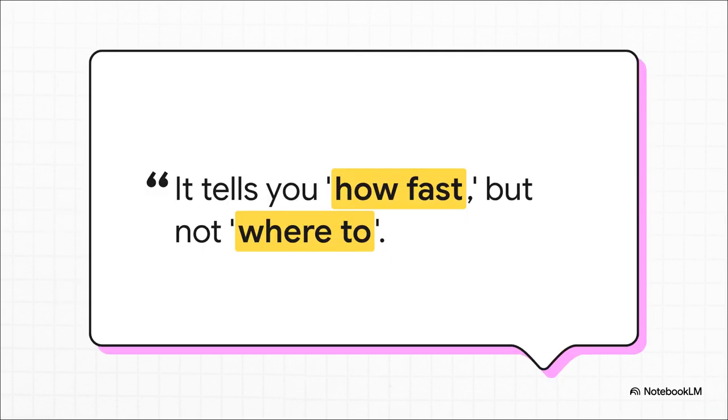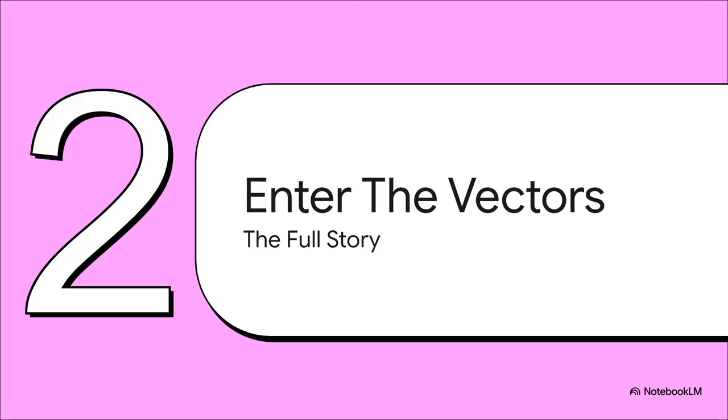This is a perfect way to think about it. A speed limit sign is a scalar. It gives you one piece of information, a magnitude, a number you shouldn't go over. But it has absolutely no opinion on where you're going. It only cares about how fast, not where to. So if scalars are only giving us half the picture, what's the other half? What gives us the full story?